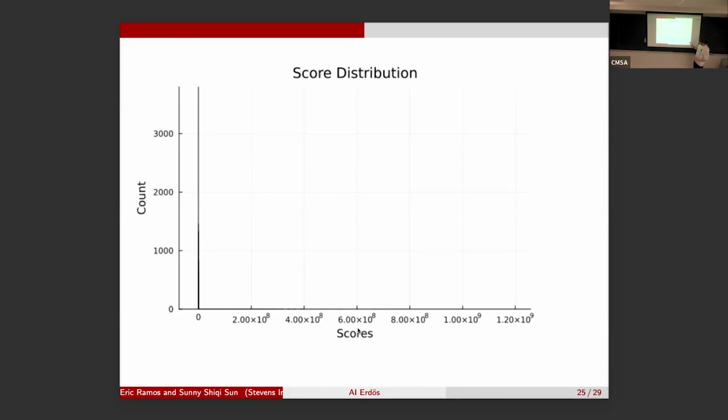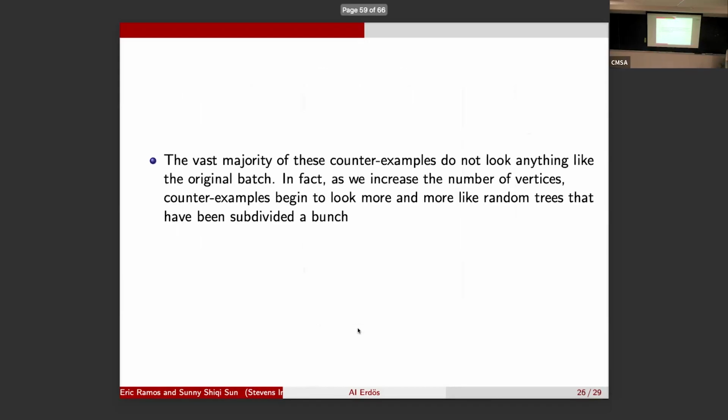Well, the idea is that there's literally 45,000 little dots here because it found 40,000 things once. Now, on the scale here, they're not going to appear. But in fact, across this entire x-axis, it found 40,000 different counterexamples. So the vast majority of these counterexamples do not look anything like the original batch. In fact, as we increase the number of vertices, counterexamples begin to look more and more like literally random trees that have just been subdivided.